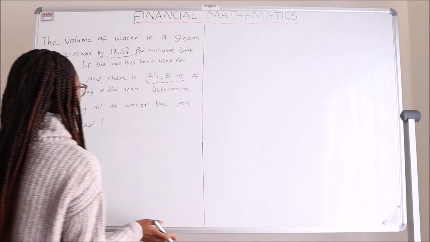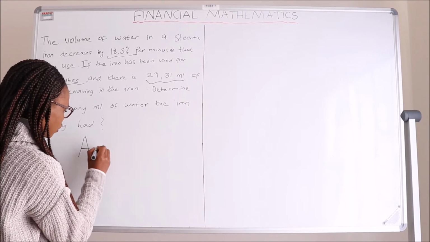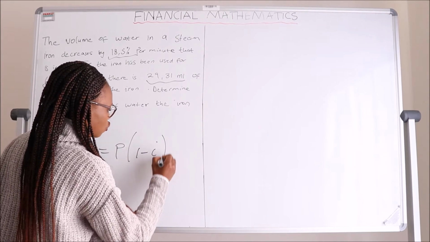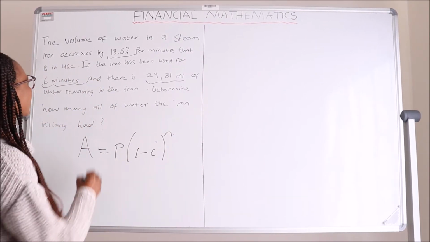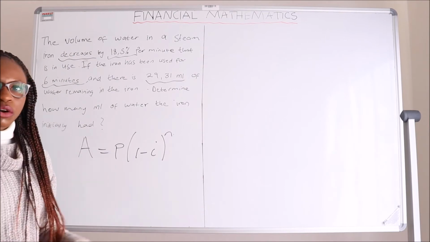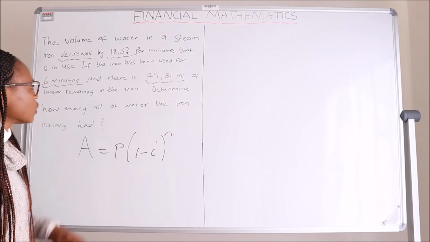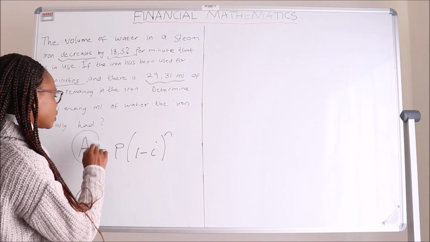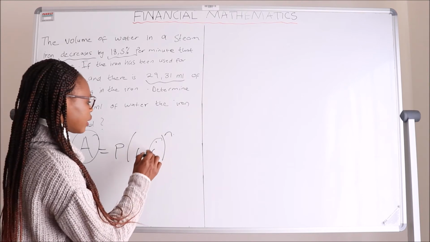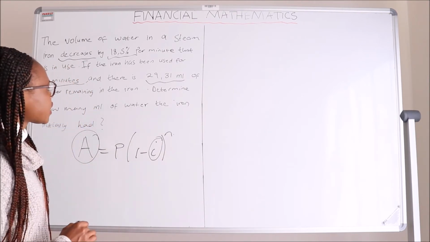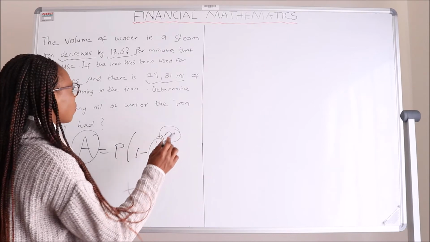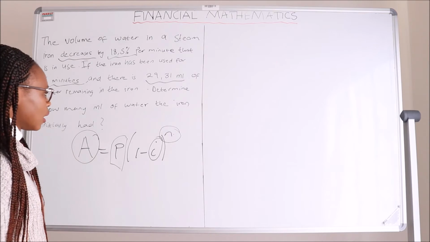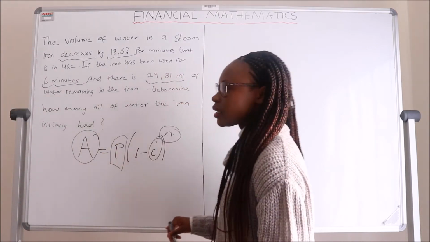In this case, we know that we have to use the equation A equals P, which is our initial value, into 1 minus i to the exponent of n. The reason being that it's decreasing, so we have to use the compound decay method, because the water will be decreasing. In this question, we are given the final amount, which is 29.31. We are also given the decreasing rate, which is 18.5%, and the duration, which is time, 6 minutes. What we're looking for is P, which is our initial amount of water which was inside the iron.